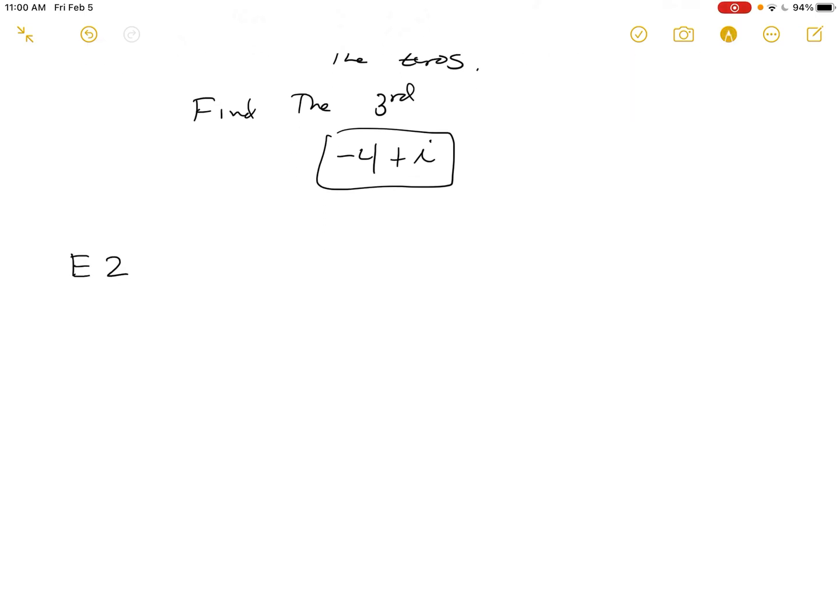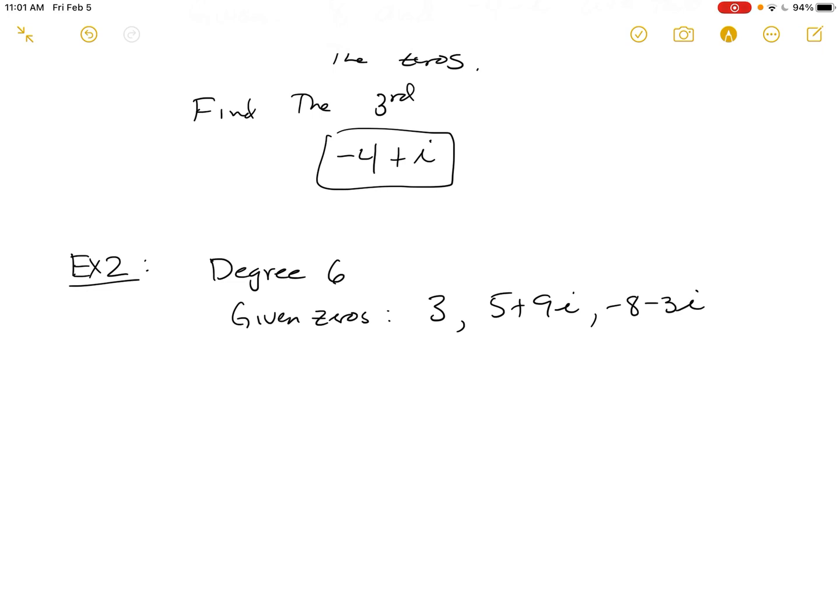Example 2. Here we have a degree 6 polynomial. The given zeros are 3, 5 plus 9i, negative 8 minus 3i, and 0. So we're given 4 of the 6 roots, but you know what the other ones are. So the other ones that we have to find are easy. 5 minus 9i and negative 8 plus 3i. And you're done.